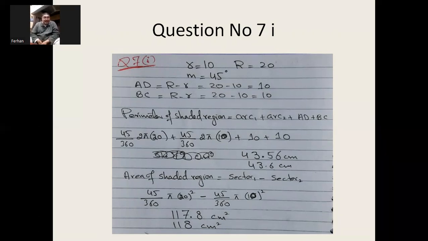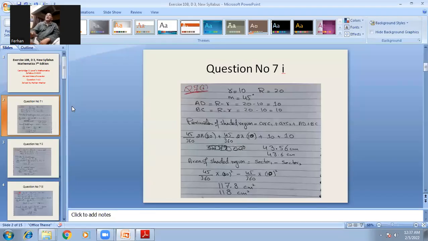The area of the sector, the formula is theta divided by 360 pi r square. So 45 divided by 360 multiply pi multiply 20 square, minus the area of the smaller sector, and that will be 45 divided by 360 pi 10 square. So that will be 117.8, which will be approximately 118 centimeters square. So this is how you will do question number 7 and its first part.